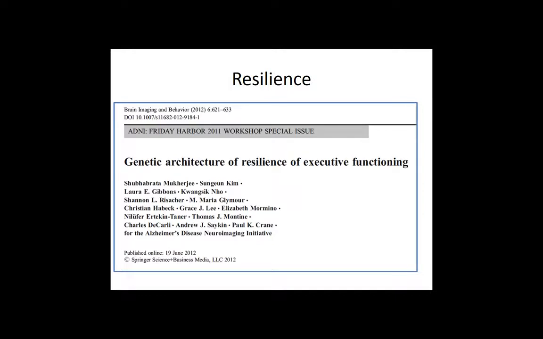So the genetic architecture of resilience of executive function, this really cool guy, Joey Mukherjee from Seattle, led this. And this is a Friday Harbor 2011 paper. How cool is that? So this was our work group. And we quickly said, like in a minute and a half in our work group, what's our phenotype? Well, let's do resilience. Resilience of what? And it was like, wow. There was suddenly agreement that this was a cool phenotype.